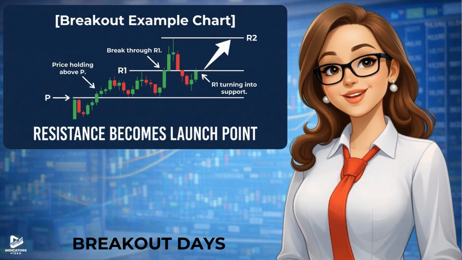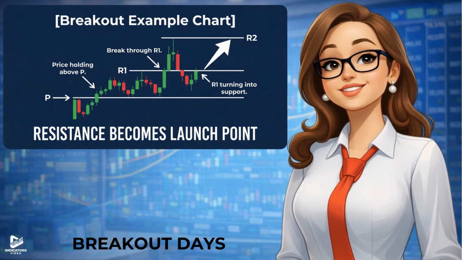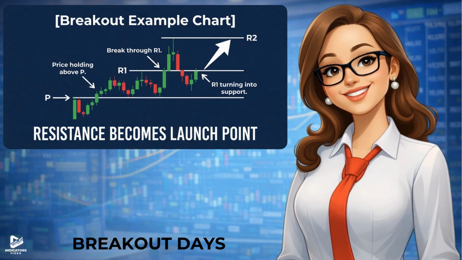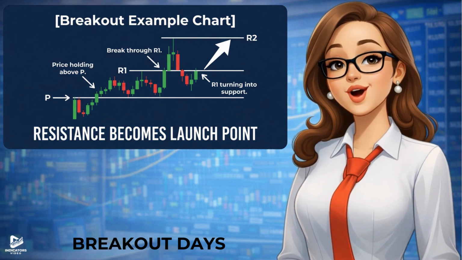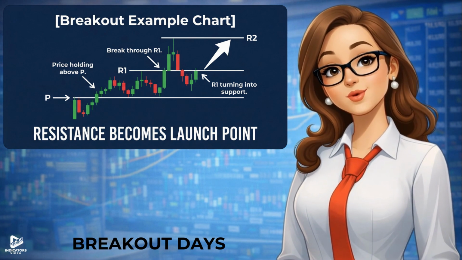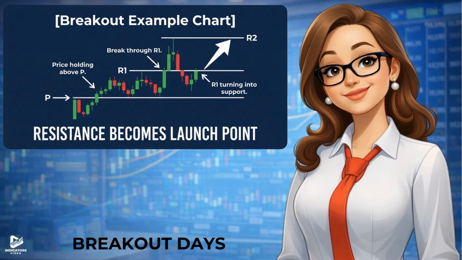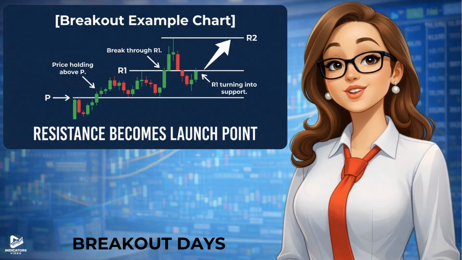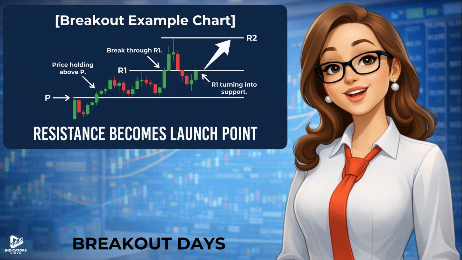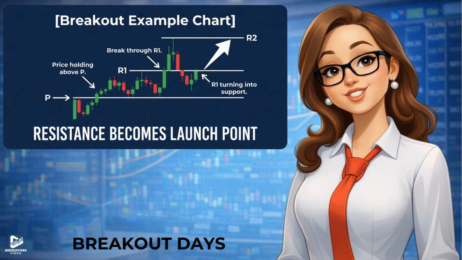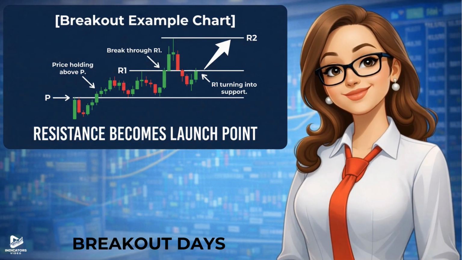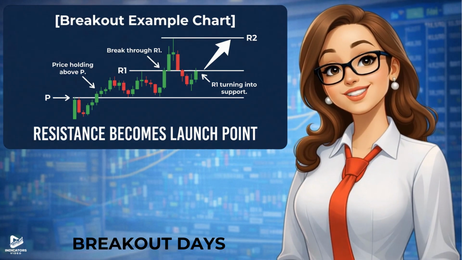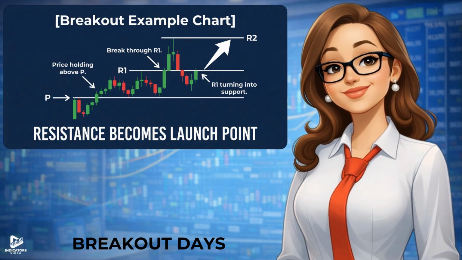Now let's talk expansion. Some days don't rotate, they trend. On a breakout day, price may hold above P, push through R1, and then use R1 as support. That's the shift. A level that was resistance becomes a launch point. Same idea on the downside. Below P, break S1, retest, and continue toward S2. Pivots don't cause trends. They help you measure where expansion is likely to pause or continue.